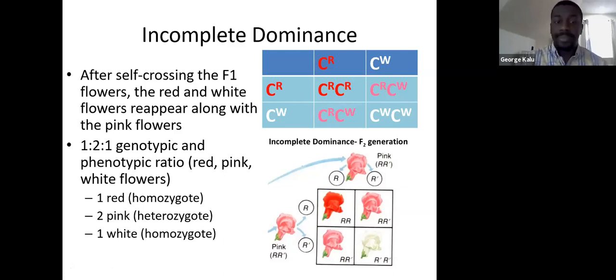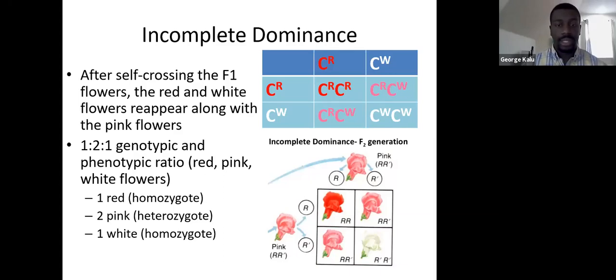And so here we end up seeing a similar genotypic ratio when we're crossing heterozygotes. We still see that 1:2:1 ratio, where we have one homozygote, two heterozygotes, and then one homozygote again. We also see the same phenotypic ratio, a 1:2:1: one red offspring, two pink offspring, and then one white offspring again. So in this case, the genotypic ratio and the phenotypic ratio are in fact the same. So that's how incomplete dominance works here.